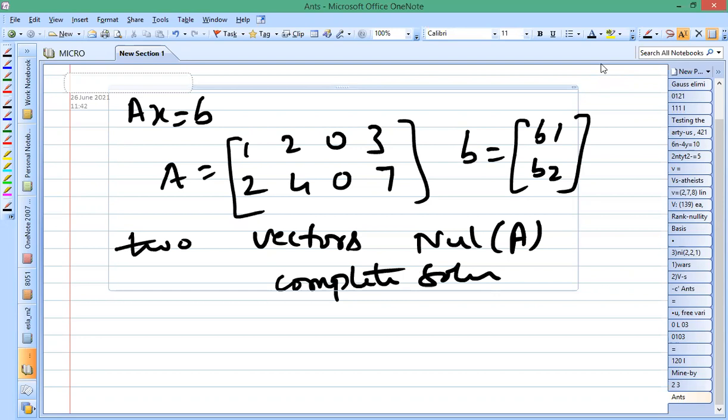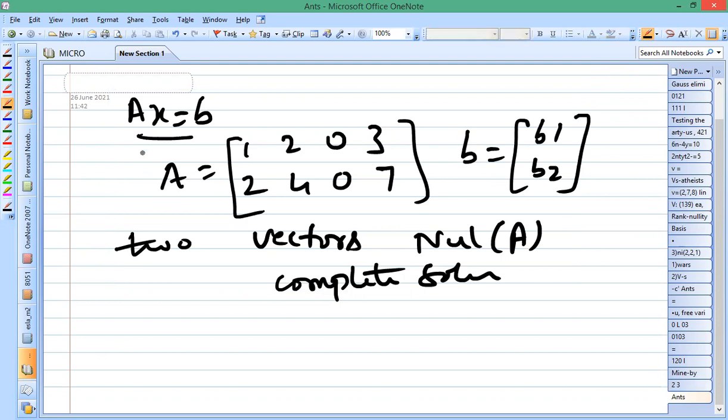Under what conditions on b1 and b2 does Ax equal b have a solution? Matrix A is given. Find the two vectors in the null space of A and the complete solution to Ax equal to b. So three things have been asked, and we'll solve them one by one. First we find the conditions on b1 and b2 where Ax equal to b will have a solution.